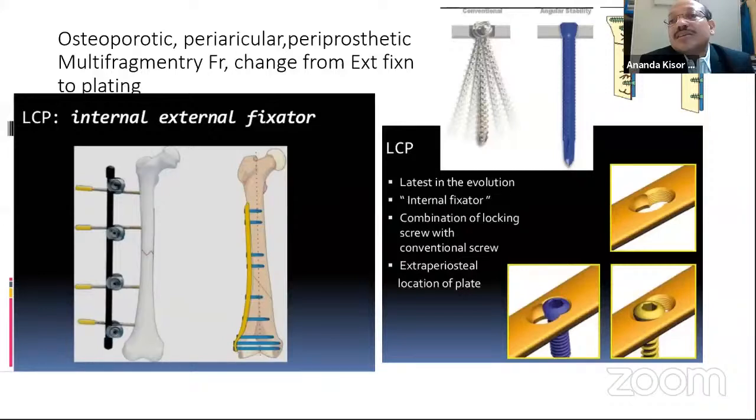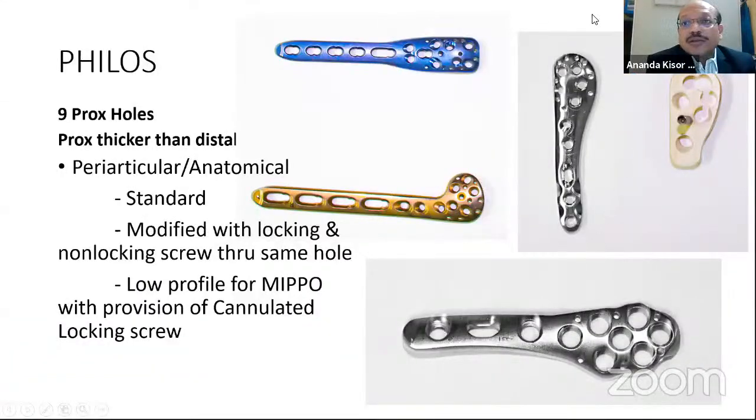But as this is very basic, it is very thick, so it is very difficult to introduce in a MIPO technique through the subdeltoid approach. That is why this has come. This is a low profile MIPO plate, low profile proximal humeral internal locking system. So what is the specialty of this plate?